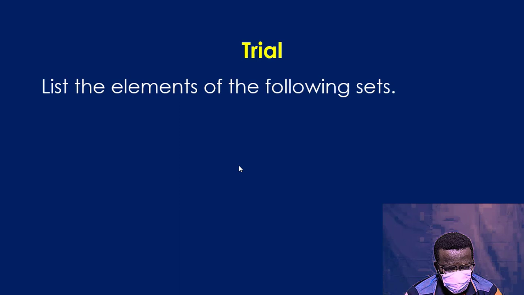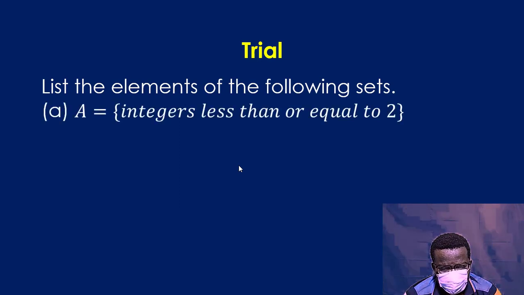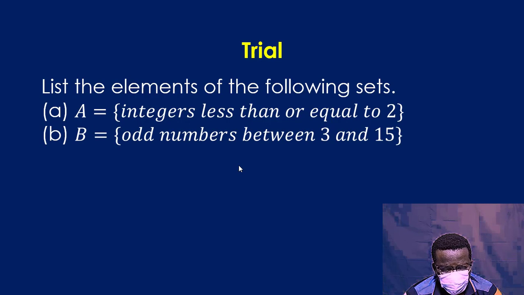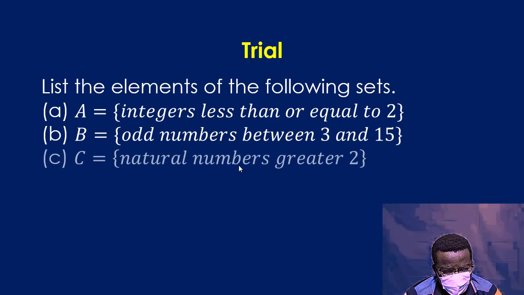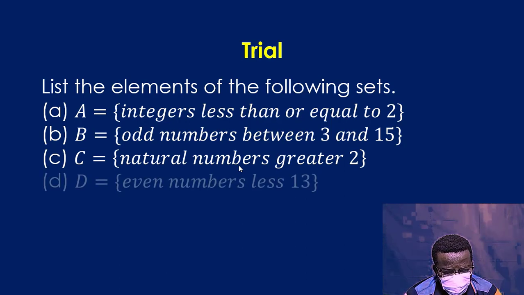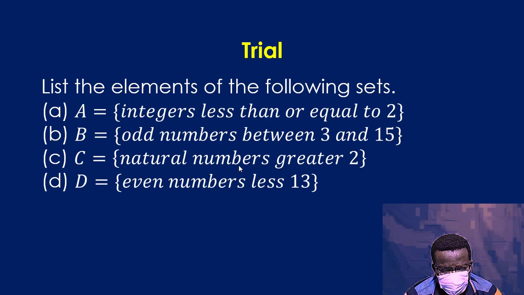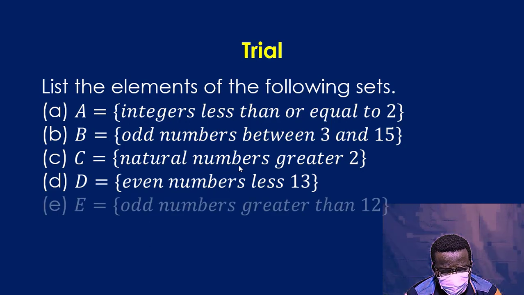Now, take this as something you try for me. We have A equal to integers less than or equal to 12. And of course, B is equal to the set of odd numbers between 3 and 15. And then C is equal to the set of natural numbers greater than 2. And then D is equal to even numbers less than 13. And E is equal to odd numbers greater than 12.